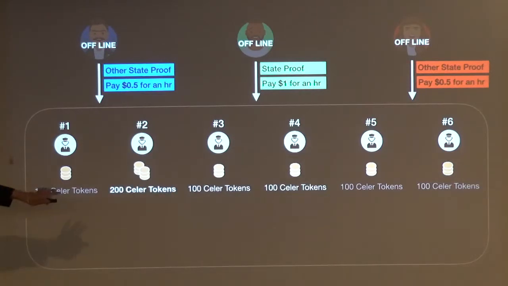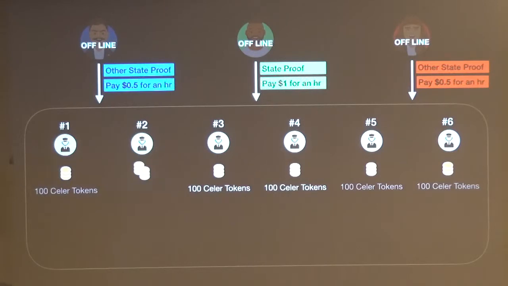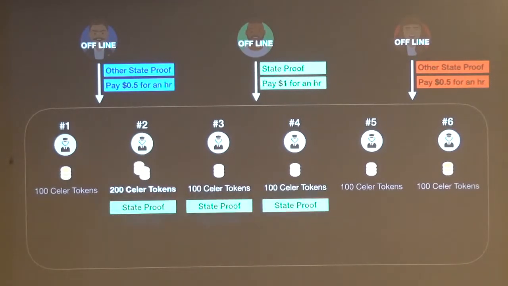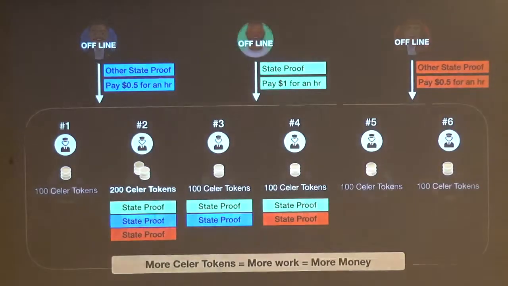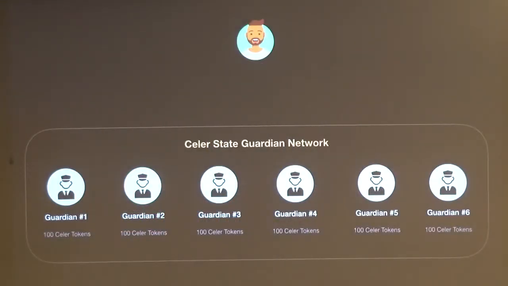And of course, if you stake more Celer token, what's going to happen is that you basically get assigned more work, statistically speaking, and therefore receive more payment. So Celer token here becomes like a work authorization token, so that if you stake your Celer, you do the work, you receive income.